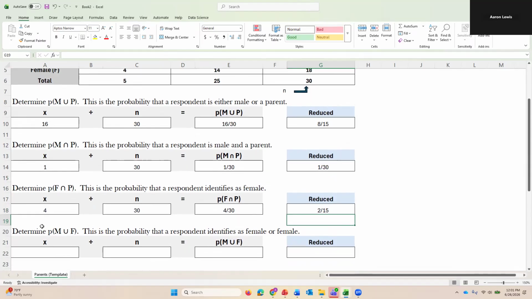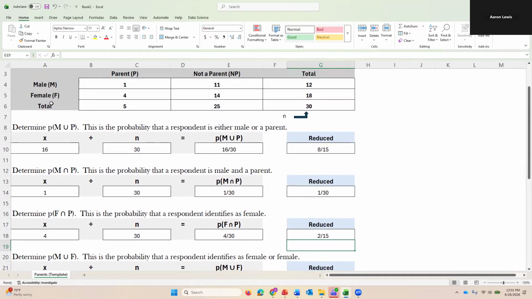Let's do the union now of a couple things. We're going to have the probability of M or F. And in this case, that means the probability that a student either identifies as male or female. We don't have any non-binary students in our sample.